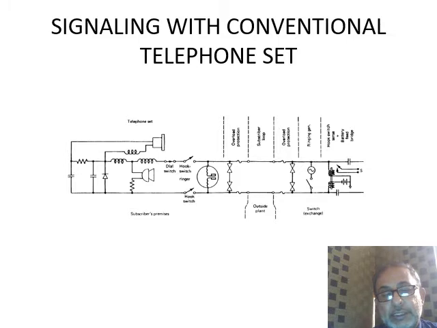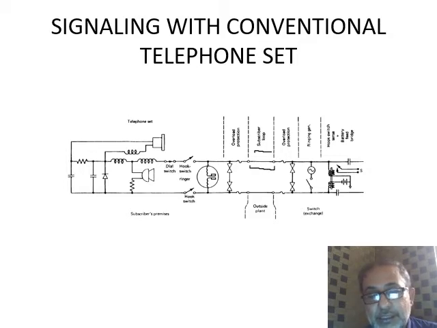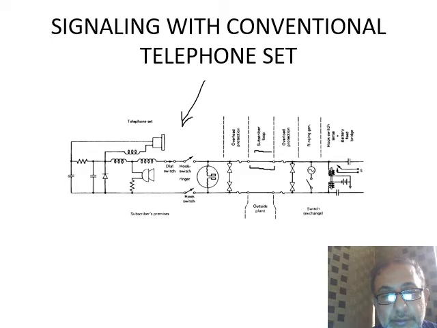Here you can see a diagram that shows the telephone exchange on the right hand side and the telephone set on the left hand side. Let me point it out here. This is the subscriber's loop, the portion in between this and this. This is the long path between the telephone exchange and the telephone set. The telephone set is placed here, and the telephone exchange is here.